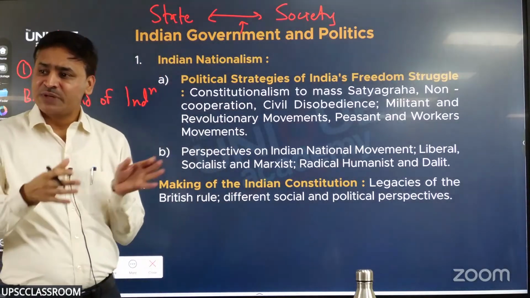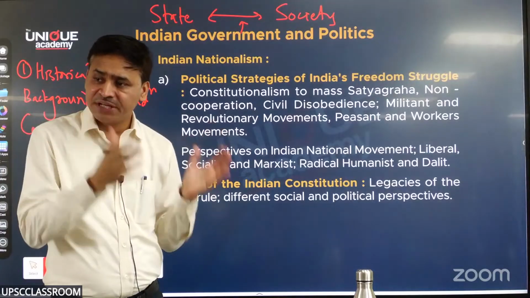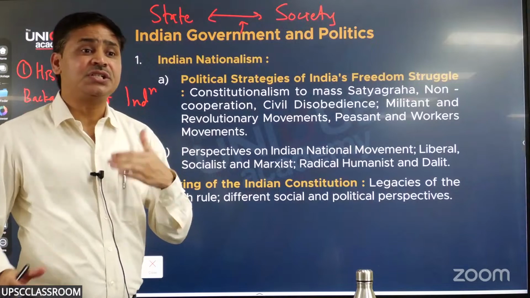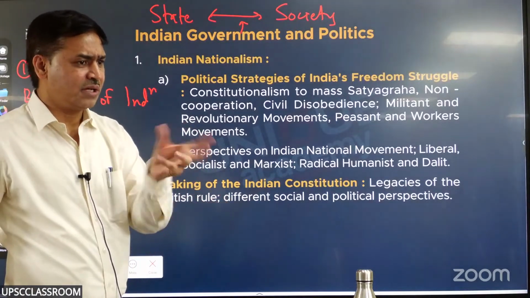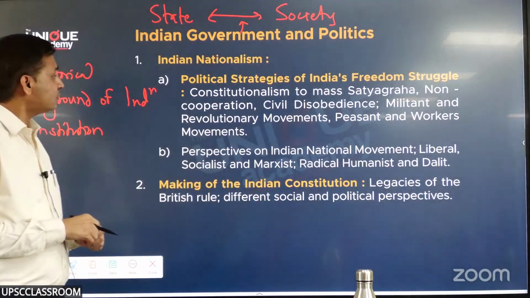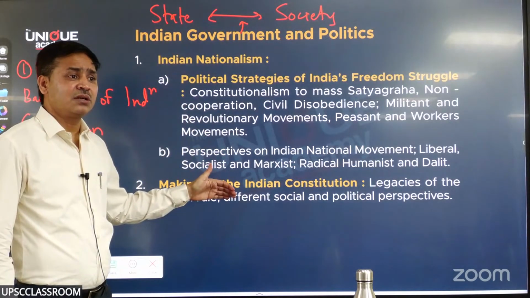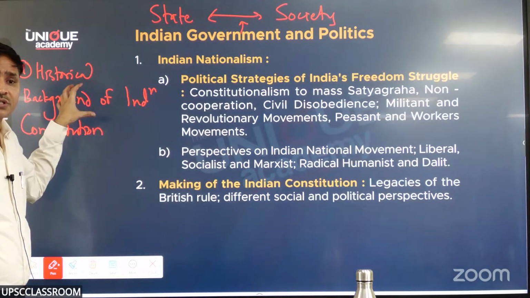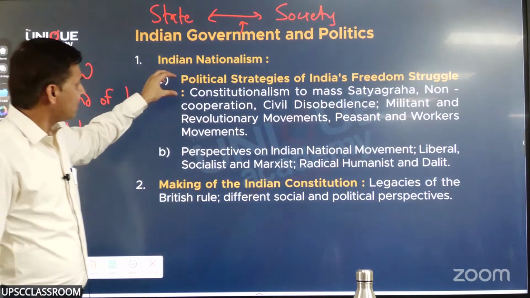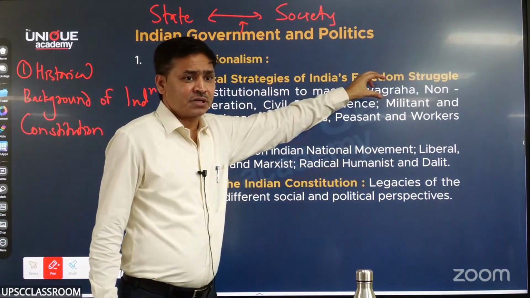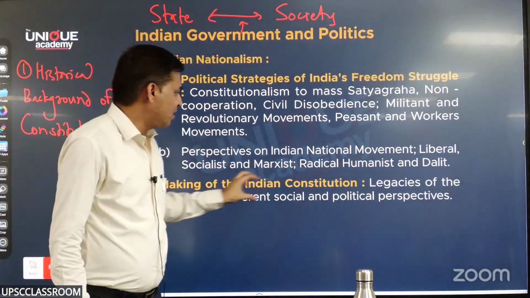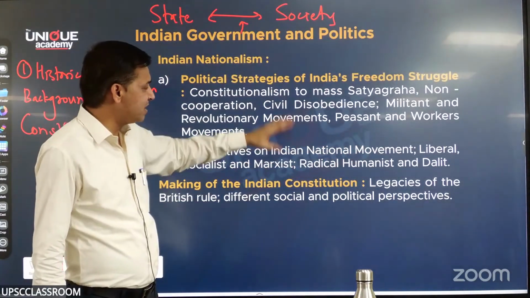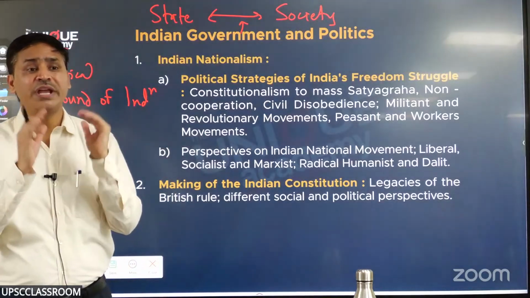Now, as far as the 200 years of the colonial period is concerned, initially we had company rule and then we had the British crown rule. These technical details we already know. Now, as far as our syllabus is concerned, there are 2 chapters from this period, from this very first section of the syllabus. One is the political strategies of the Indian freedom struggle, and the other is the making of the Indian Constitution, legacies, and so on and so forth. We will not go into detail on that. I am going to broadly focus on 2 headings.